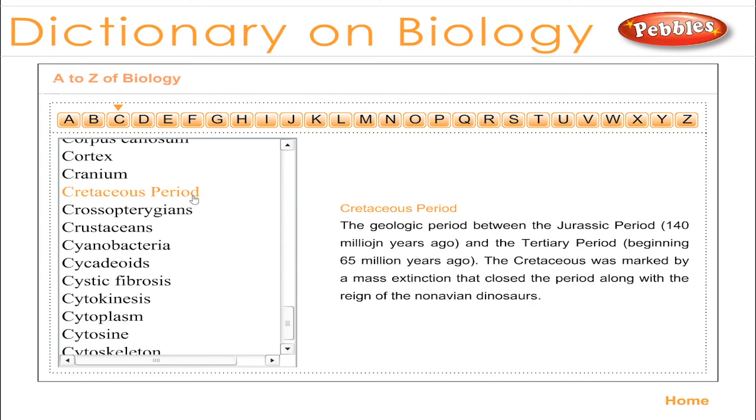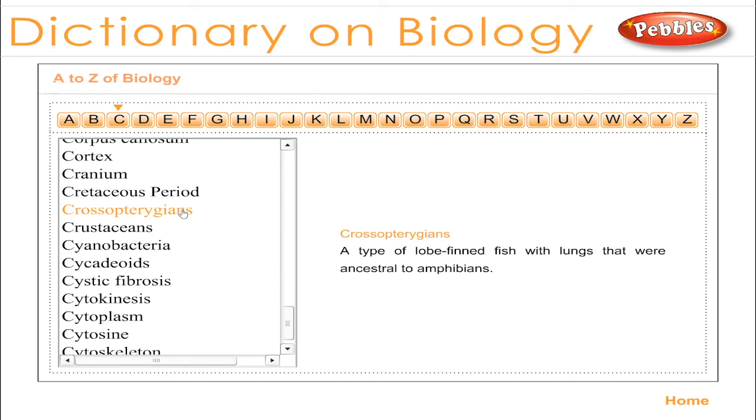Cretaceous period, the geological period between the Jurassic period, which is 140 million years ago, and the Tertiary period, beginning 65 million years ago. The Cretaceous was marked by a mass extinction that closed the period along with the reign of the non-avian dinosaurs. Crossopterygians, a type of lobe-finned fish with lungs that were ancestral to amphibians. Crustaceans, a large taxonomic class of arthropods that includes lobsters, shrimps, and crabs.